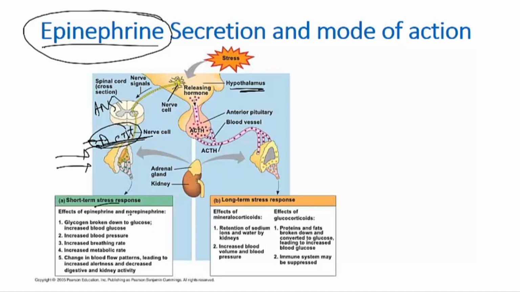The effects of epinephrine and norepinephrine include glycogen breakdown to glucose, increased blood pressure, increased breathing rate, increased metabolic rate, change in the blood flow patterns leading to increased alertness and decreased digestive as well as kidney activity, and also they sometimes decrease the activity of immune response as well.